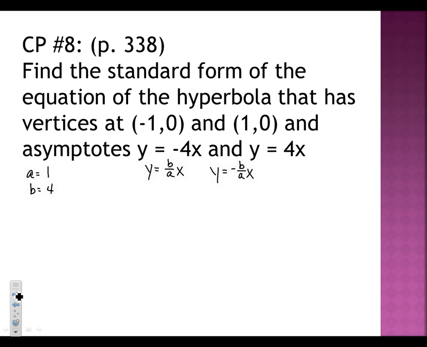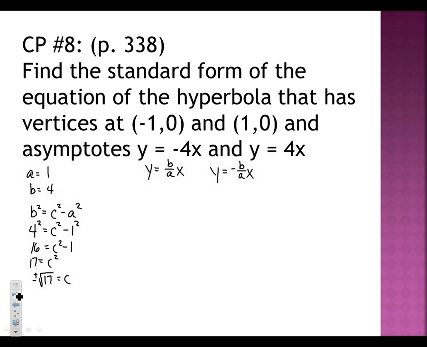If we use our relationship, b squared equals c squared minus a squared. 4 squared equals c squared minus 1 squared. Or 16 equals c squared minus 1. Or 17 equals c squared. c is plus or minus the square root of 17 for that. Okay, so if they needed the foci, we would have our c values as well.